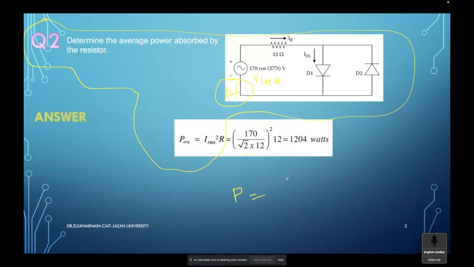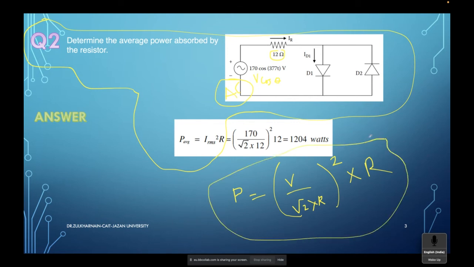So power is equal to V by root 2 into, squared, into R, where R is the resistance. So it is V by root 2 whole squared, into R. This is the formula. I will give you this in the exam, so you can easily apply the formula.